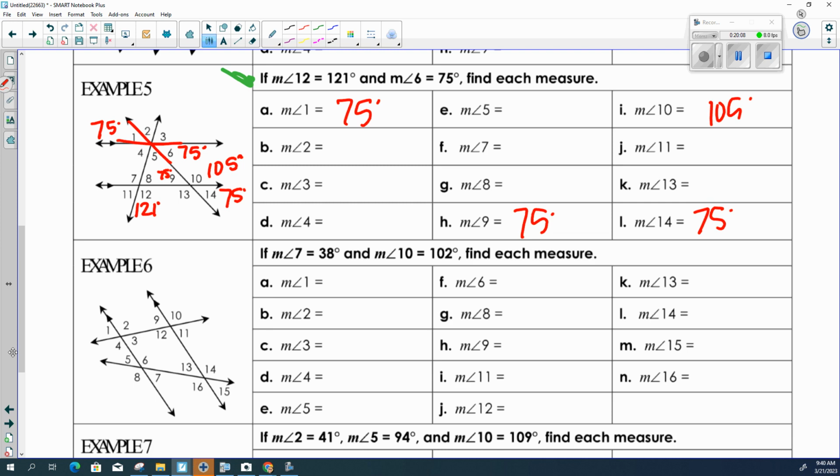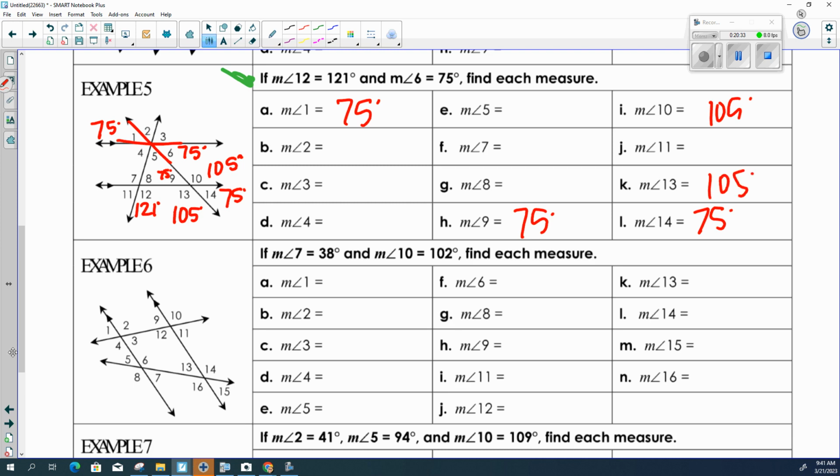See if you can figure out another angle that would for sure be 105. I can only see one that I know for sure. Do you see it, Sophie? Yes, we've got vertical angles here. 10 and 13 are like butterfly wings. They're a reflection. So 13 for sure is 105 degrees.